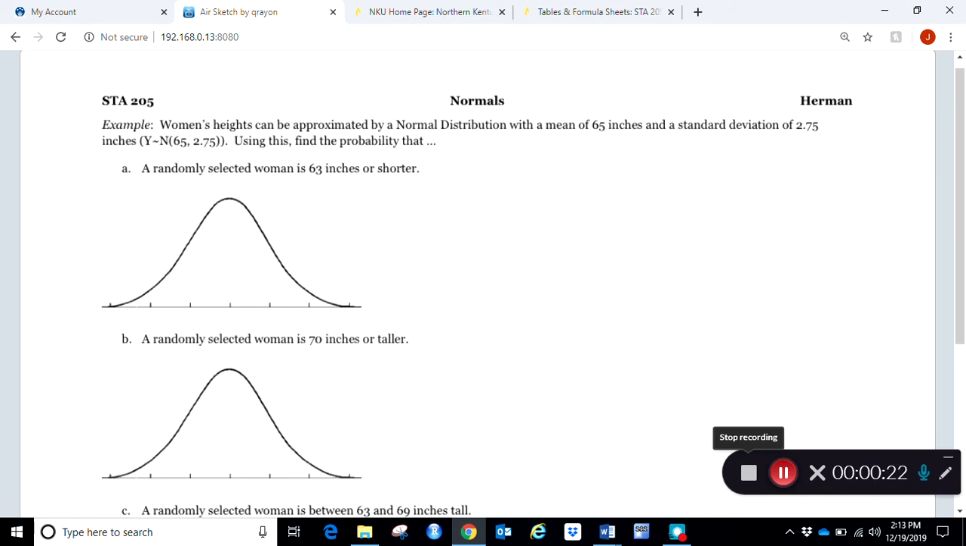This time, instead of working with Kentucky basketball scores, we're working with women's heights. It can be approximated by a normal distribution, so it has that bell-shaped curve with a mean of 65, giving us our mu, and a standard deviation of 2.75 inches. And again, remember this is that shorthand notation that's saying the exact same thing. Women's heights is distributed normally with a mean of 65 inches, standard deviation of 2.75 inches. Using this idea, we're going to find the probability that a randomly selected woman is 63 inches or shorter.